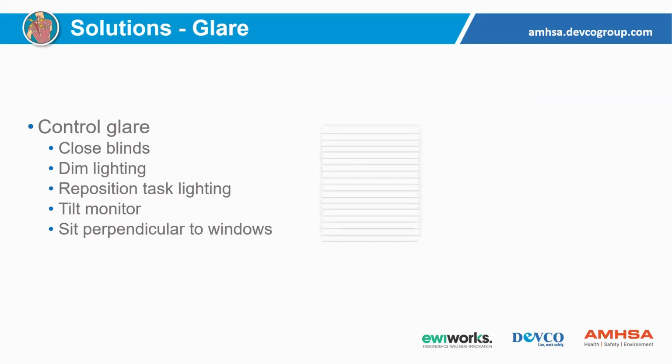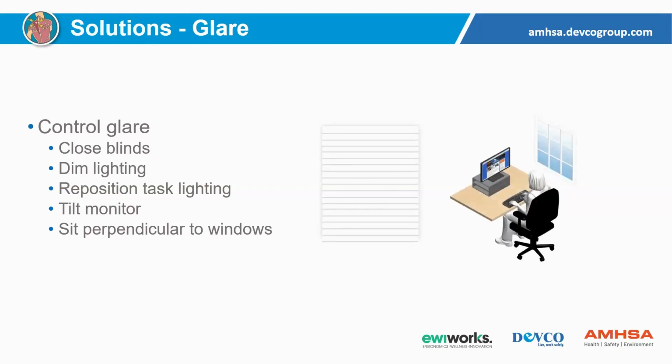So in terms of things that we can do, closing blinds at brighter times during the day, making sure our task light is not shining onto our screen. If we've got a task light, it's shining onto our paperwork because that's where we need it. Having our monitor straight up and down rather than tipped back will help.